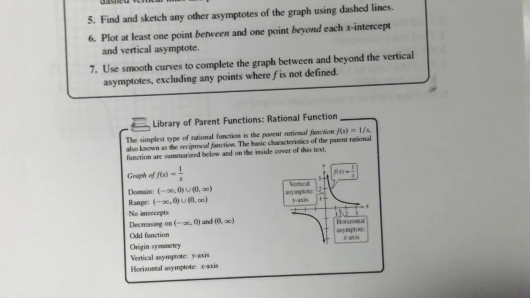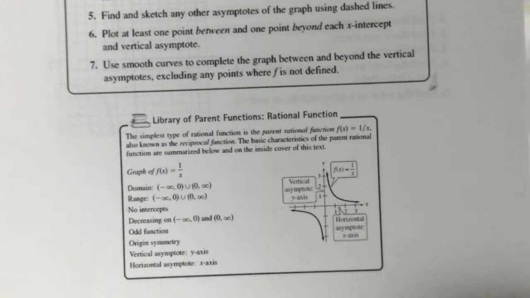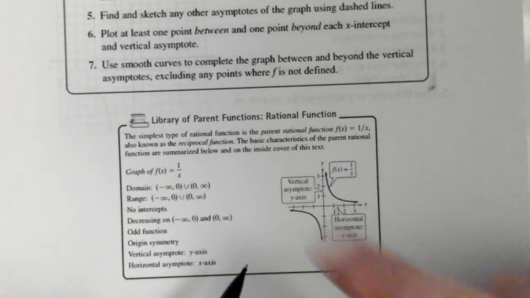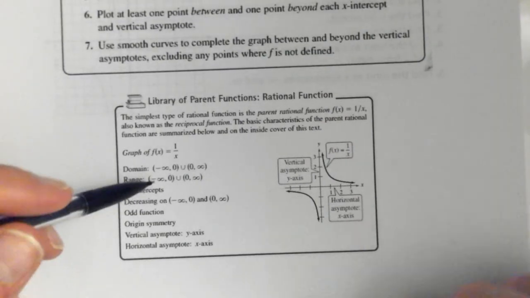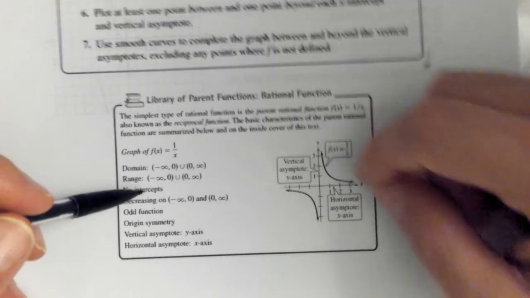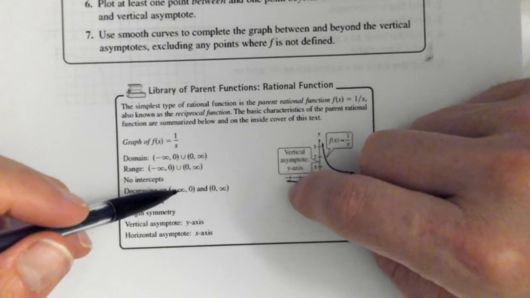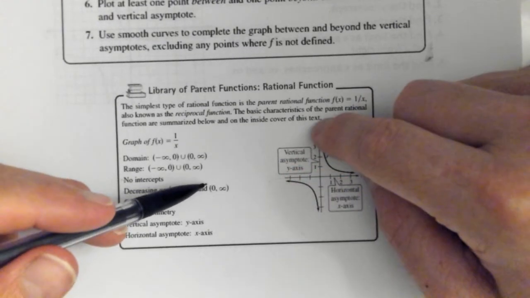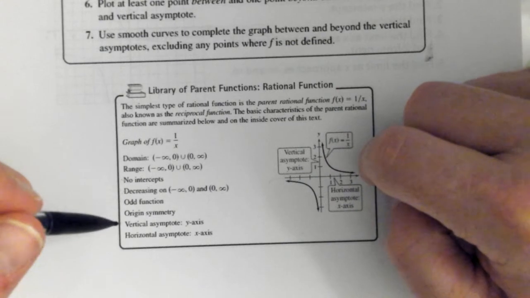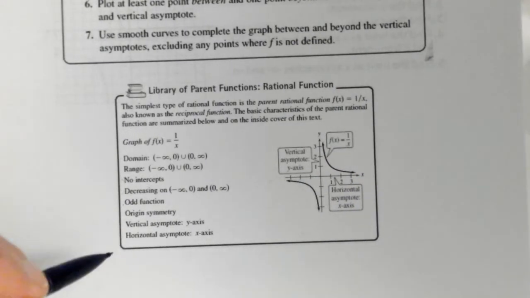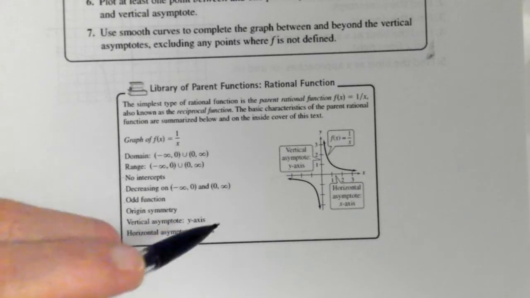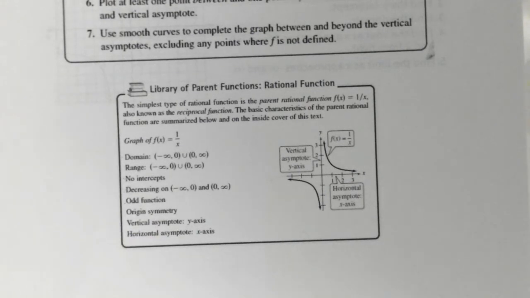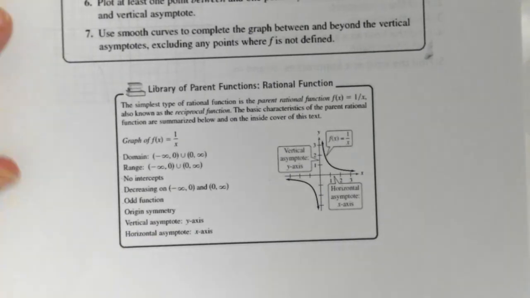All right, let's see here. So there are no intercepts in this one. Because the x and the y-axis are asymptotes, so it doesn't hit the x or the y-axis anywhere. And this particular function is decreasing on the interval from negative infinity to 0 and from 0 to positive infinity. It's an odd function with origin symmetry, and the vertical asymptote is the y-axis, as we can see. Horizontal asymptote is the x-axis. So those are just some characteristics.